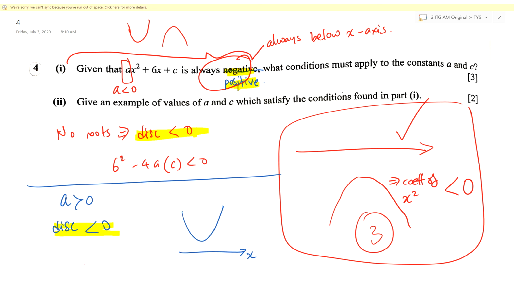Do not ever go away thinking that, hey, if it is always negative, then my discriminant should be less than 0. So if it is always positive, then my discriminant should be more than 0. There's no such thing. You have to understand why. The discriminant tells us the nature of roots.